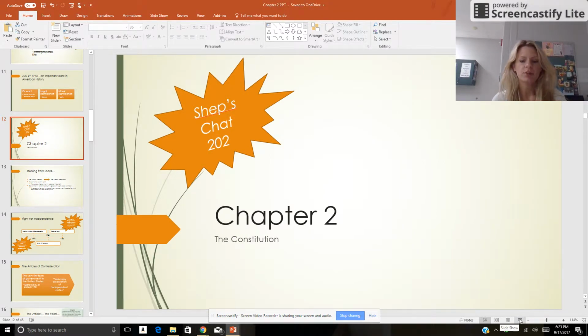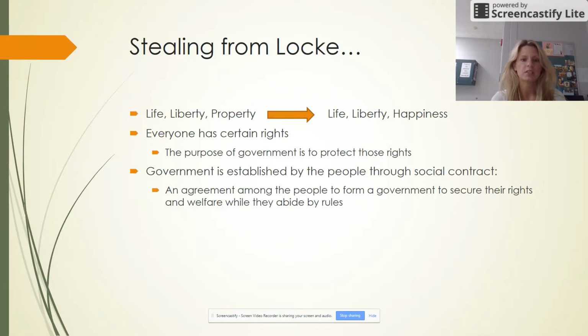When we left off, we were talking about how Thomas Jefferson had stolen some of the ideas from John Locke. John Locke had come up with the idea of life, liberty, and property being certain inalienable rights that all people were given, and Thomas Jefferson steals that and makes it life, liberty, and the pursuit of happiness, putting it in the Declaration of Independence. And it is the purpose of government then to protect these rights.